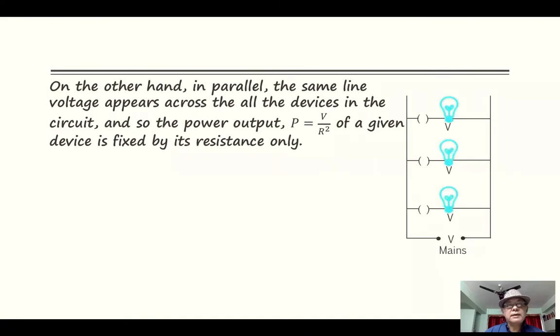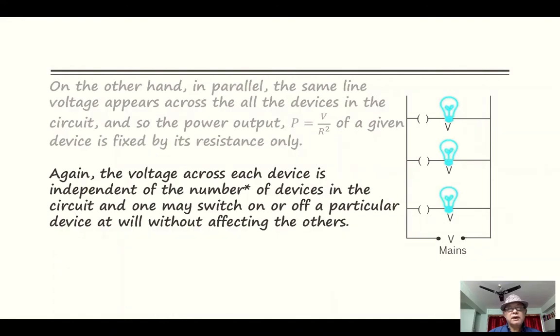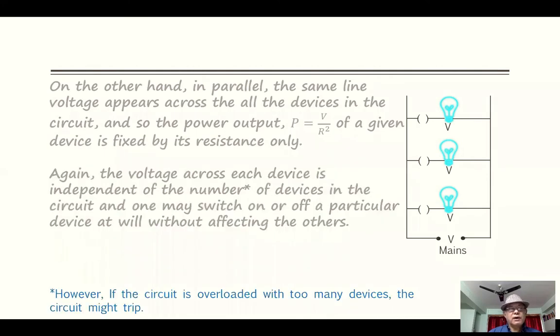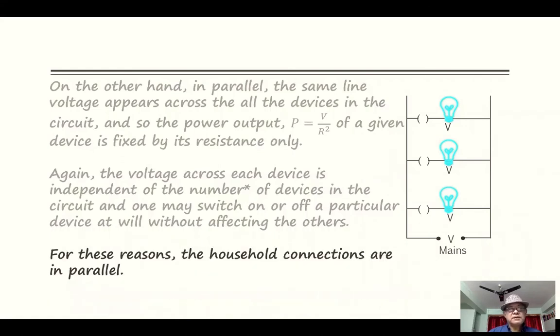On the other hand, in parallel, the same line voltage appears across all the devices in the circuit, and so the power output P equal to V square by R of a given device is fixed by its resistance only. Again, the voltage across each device is independent of the number of devices in the circuit, and one may switch on or off a particular device at will without affecting the others. However, if the circuit is overloaded with too many devices, the circuit might trip. For these reasons, the household connections are in parallel.